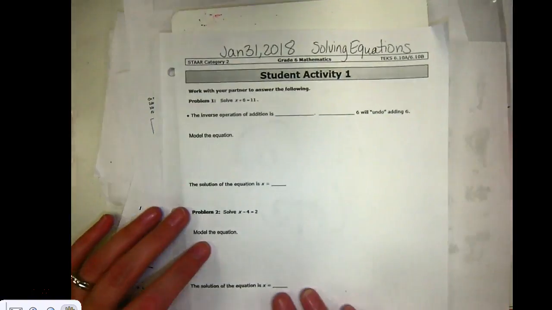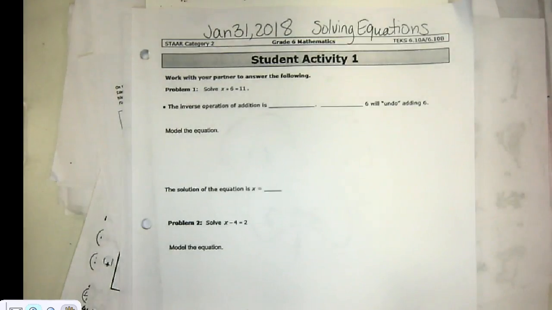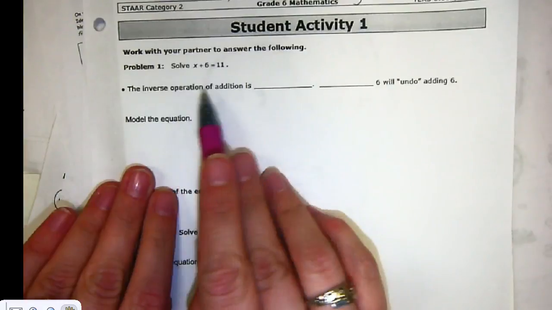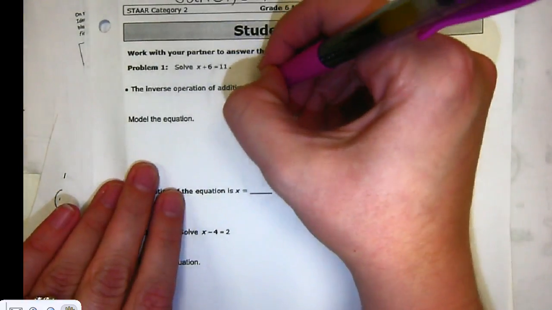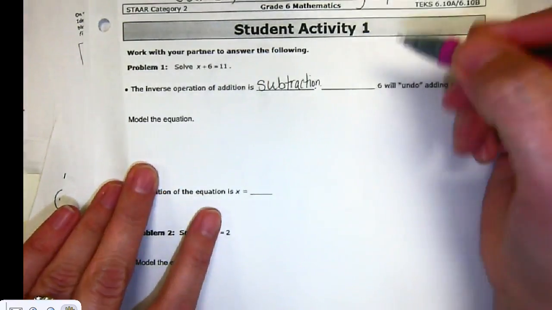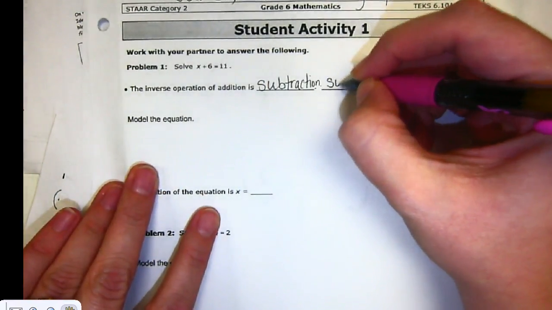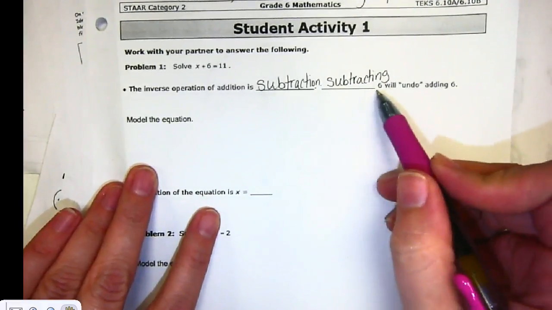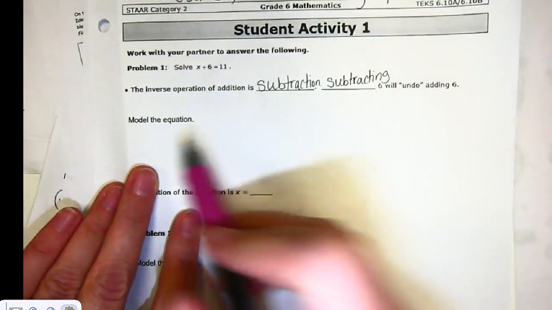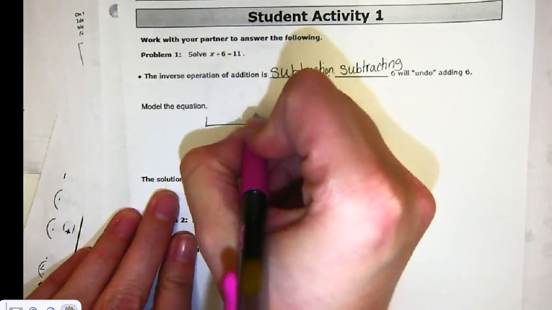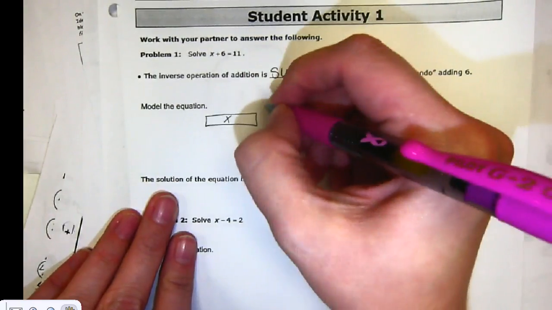Alright, so let me zoom in a little bit. Okay. So, the inverse operation of addition is subtraction. Subtracting 6, I know there's not a whole lot of space there, so I'm going to write above it. Subtracting 6 will undo adding 6. So first it says to model, so we're going to model. You know I don't like modeling, but we're going to do it anyway. We're going to draw our x plus 6.